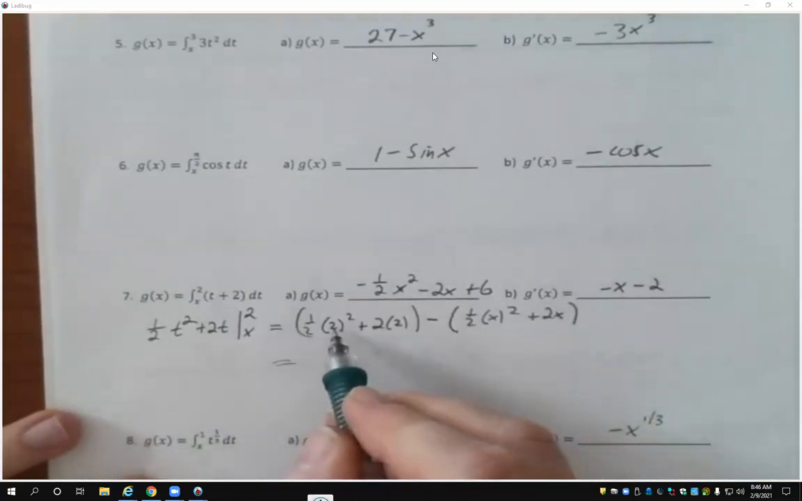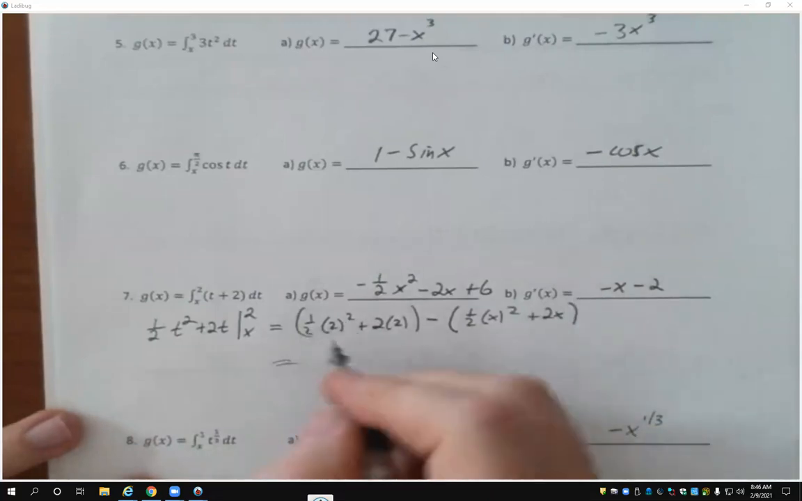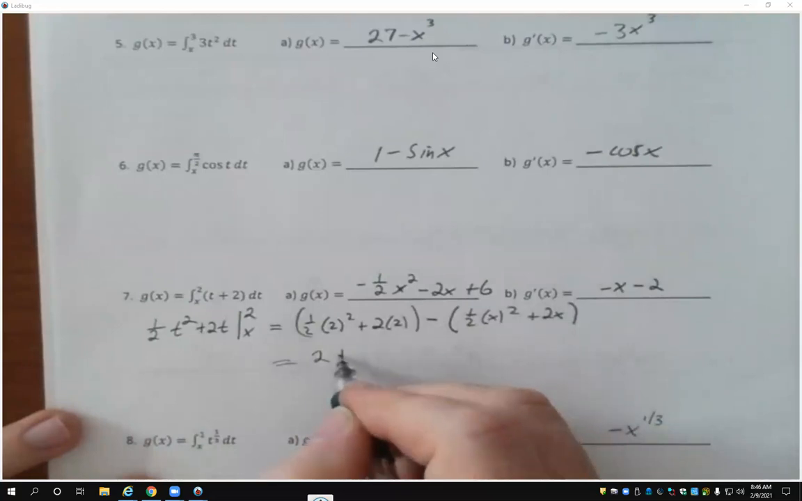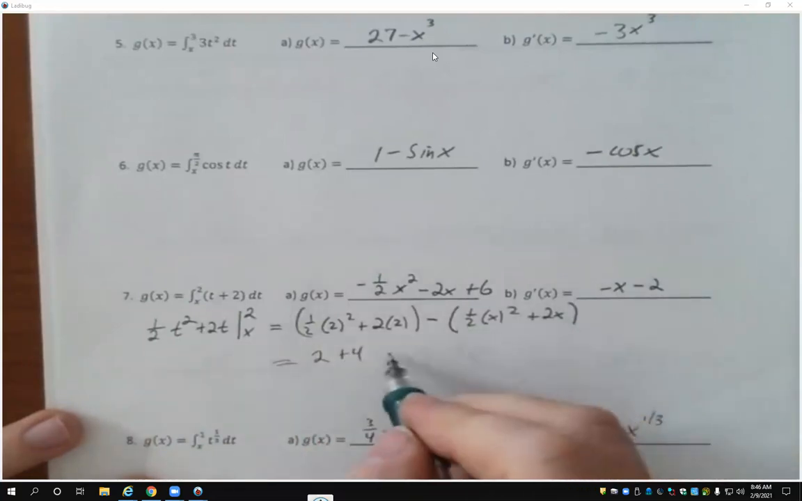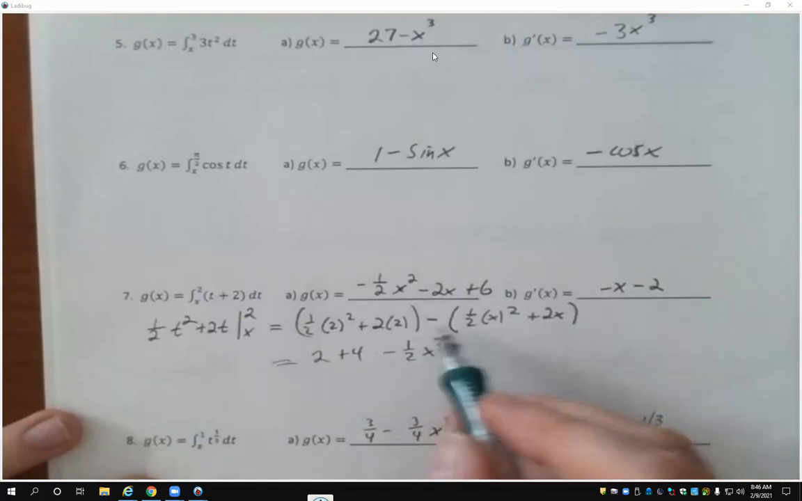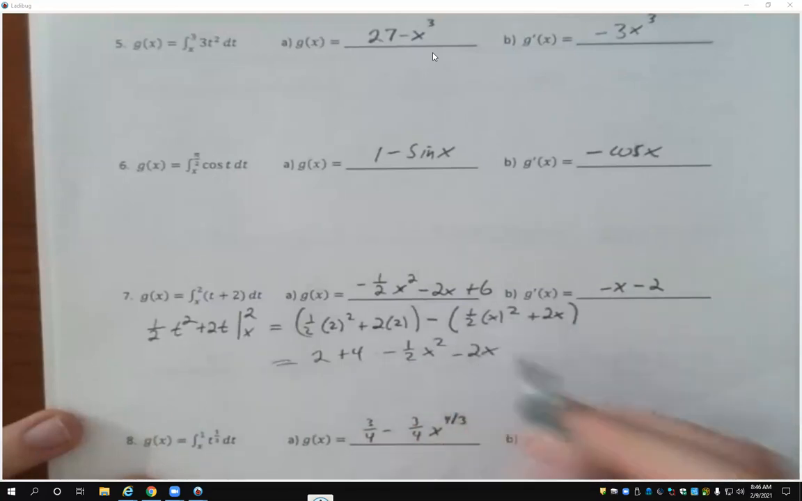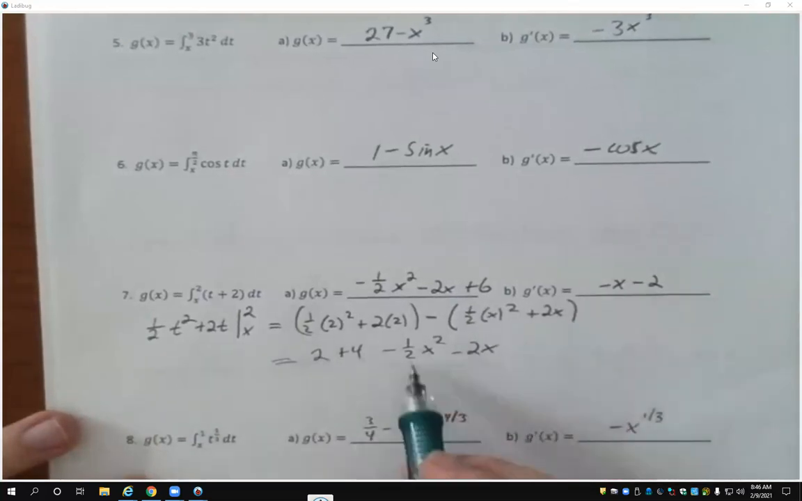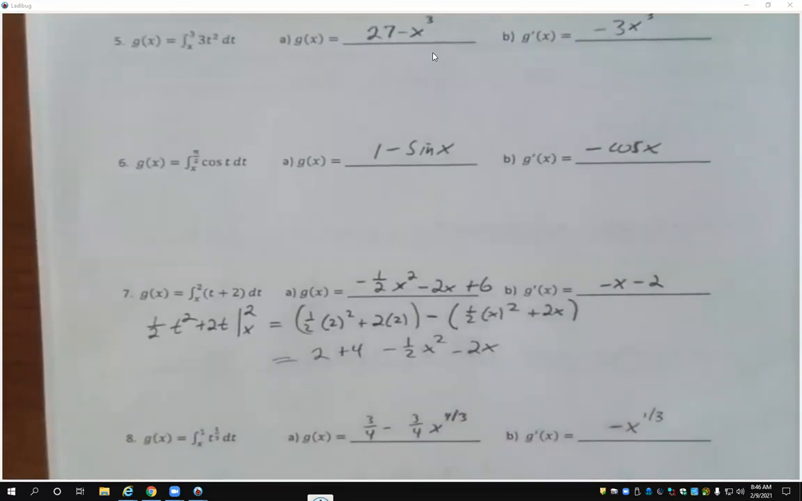Okay, right here we get 2 squared is 4 and half of 4 is 2. Here we get plus 4. Here we get minus 1/2 x squared. And here we get minus 2x. And then just by combining like terms, that's going to give you 6. And then I just rewrote it with the 6 at the end and the x squared in the front.